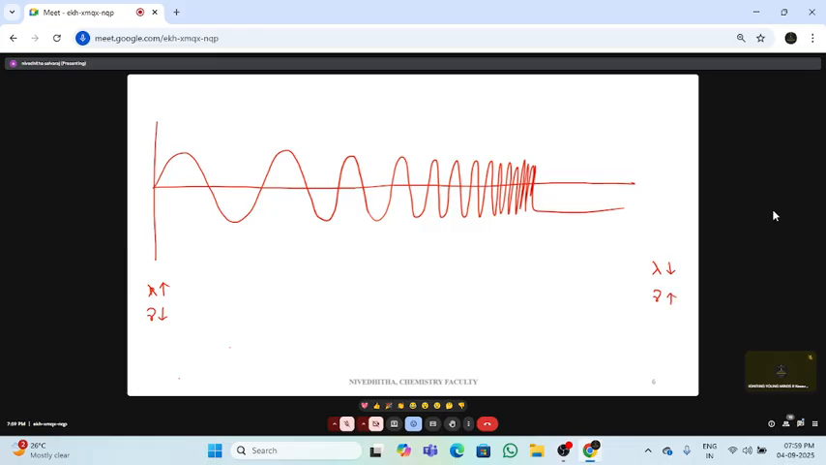Which means, how about energy? Where is energy minimum, and where is energy maximum?